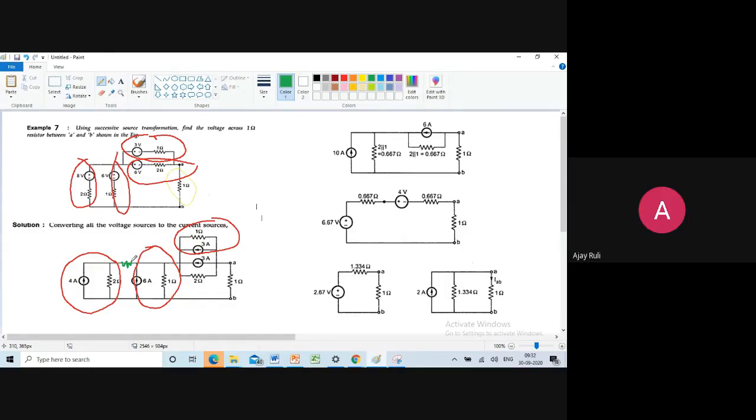Yes ma'am. Okay, see, suppose there is a resistance over here. Got the point? Yes ma'am. Okay, I will tell that later, first understand this. I will take that example in the next case. Okay? Okay ma'am.